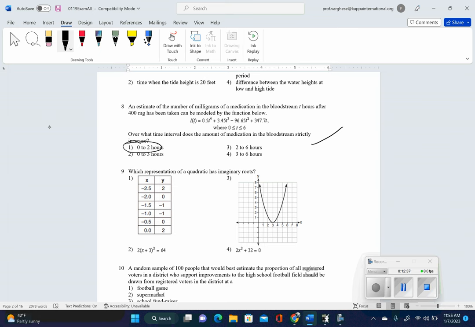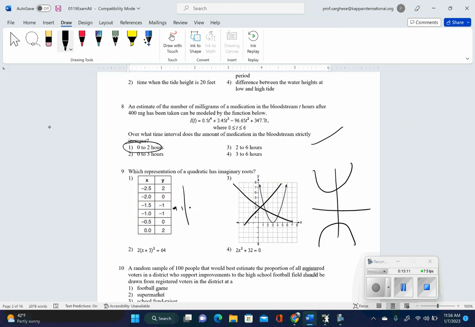Which representation of a graph has imaginary roots? Imaginary is where it doesn't hit the x-axis. So like that or like that. Okay, so that's imaginary. So automatically, knowing this, look at this. It's hitting the x-axis, so this is wrong. This is also wrong because it's hitting zeros. If I were to graph this, -2, 0, that's touching the x-axis. It actually touches it twice, at -2 and negative a half.